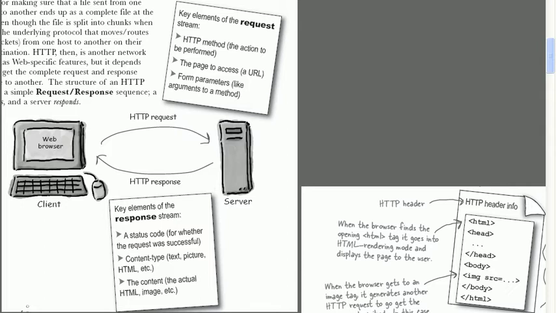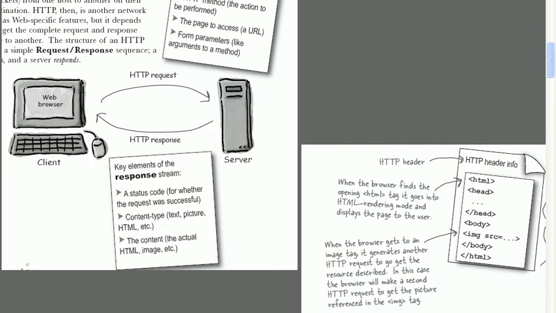HTTP method, that is the action to be performed. It could be get, post, or there are a bunch of others which are rarely used. And the page to be accessed, which identifies the resource to be requested, and the form parameters, like the arguments to a method.